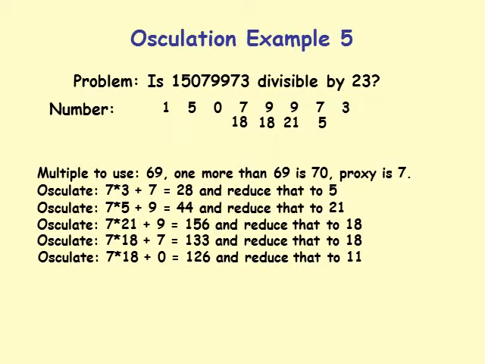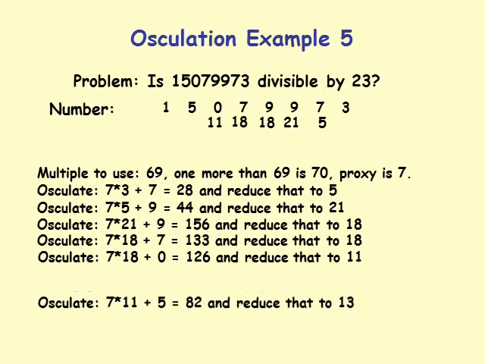So now we have 18 here. We osculate that again, 18 on the right and 0 on the left. 7 times 18 plus 0 is 126. We reduce that: 23 times 5 is 115, and we subtract 115 to get 11 here.